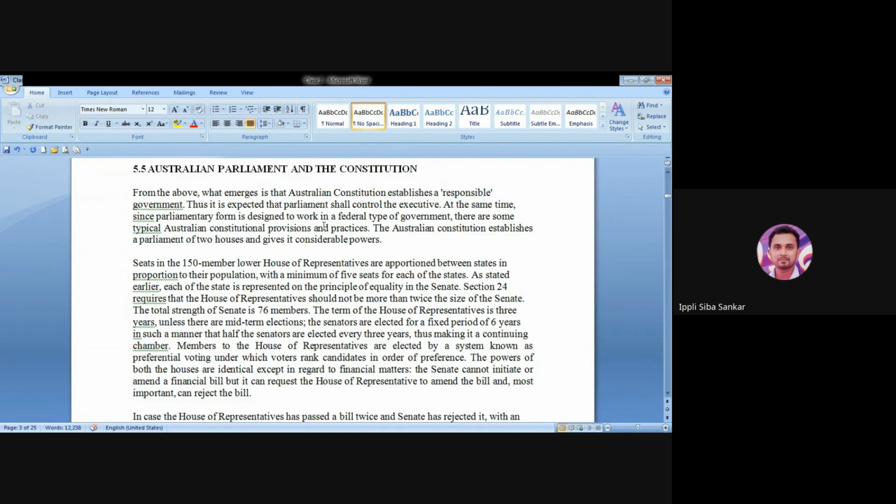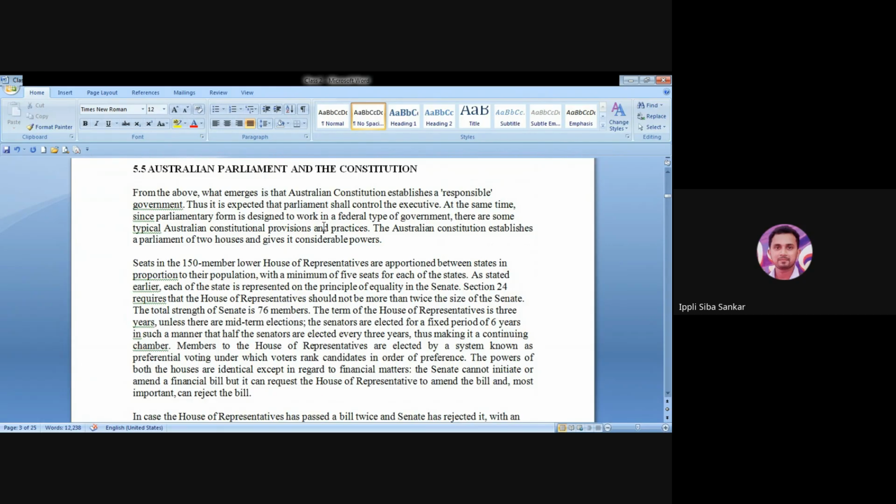Thus, it is expected that Parliament shall control the executive at the same time, since the parliamentary form is designed to work in a federal type of government. There are some typical Australian constitutional provisions and practices. The Australian constitution establishes a parliament of two houses and gives them considerable power.